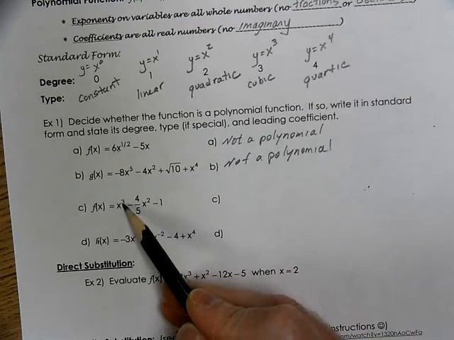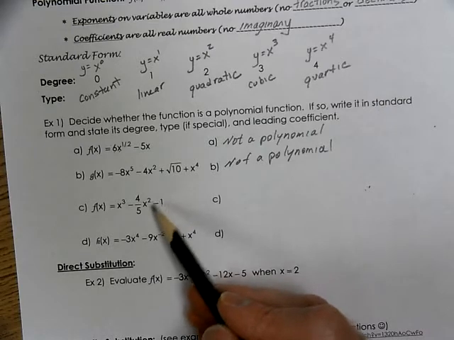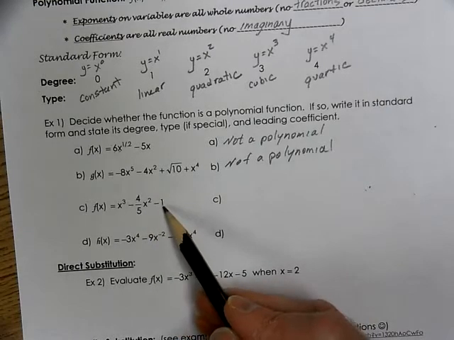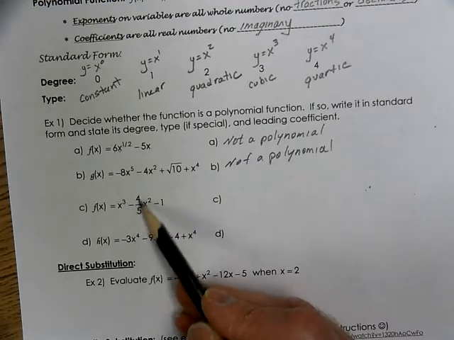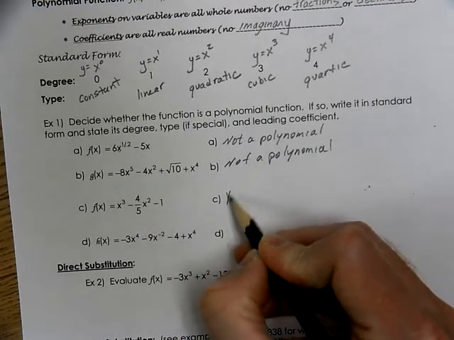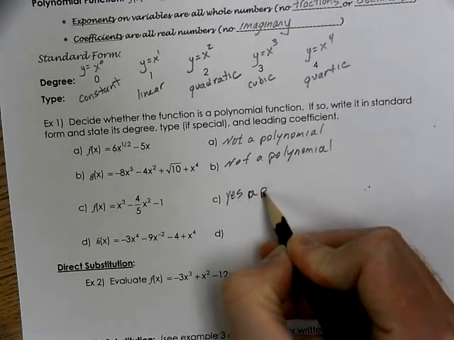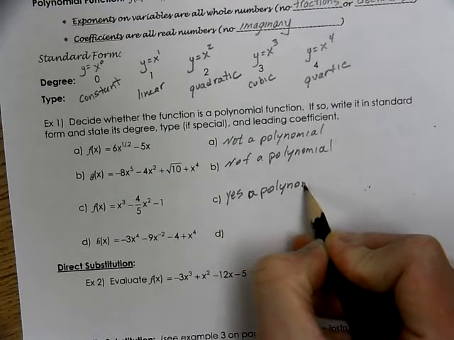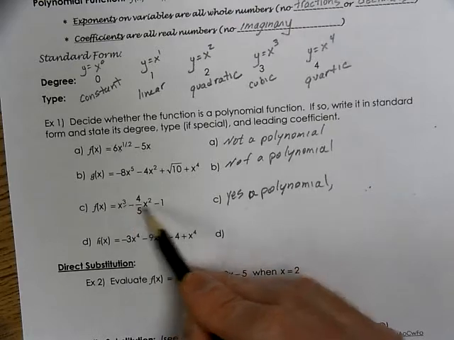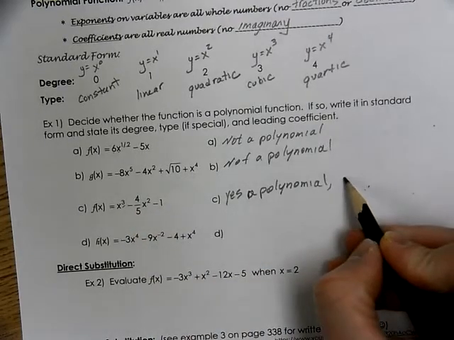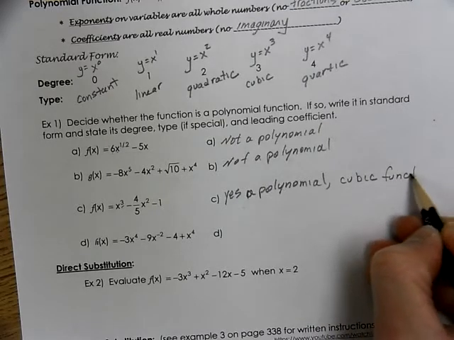Here we have x to the 3rd power, x to the 2nd power. It doesn't show just x to the 1st power. That's fine. It doesn't have to have every term. x to the 0 power. It does have a fraction, but that is a coefficient. So yes, it is a polynomial. And the type that it is, because 3 is your largest exponent, it is a cubic function.